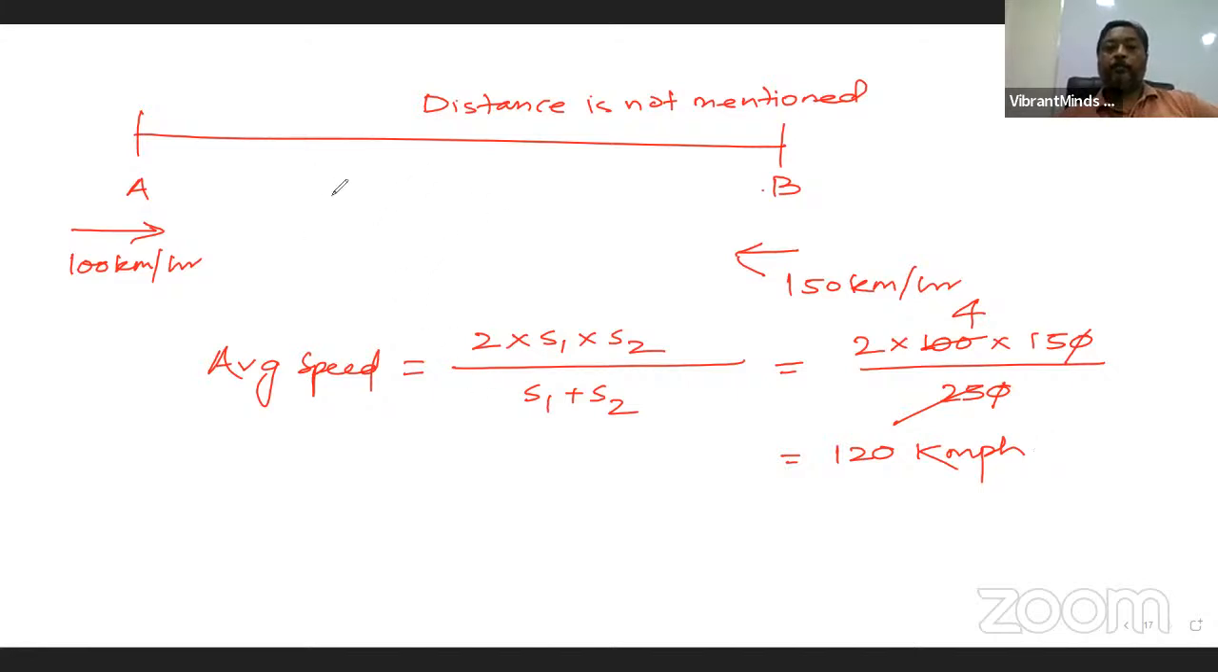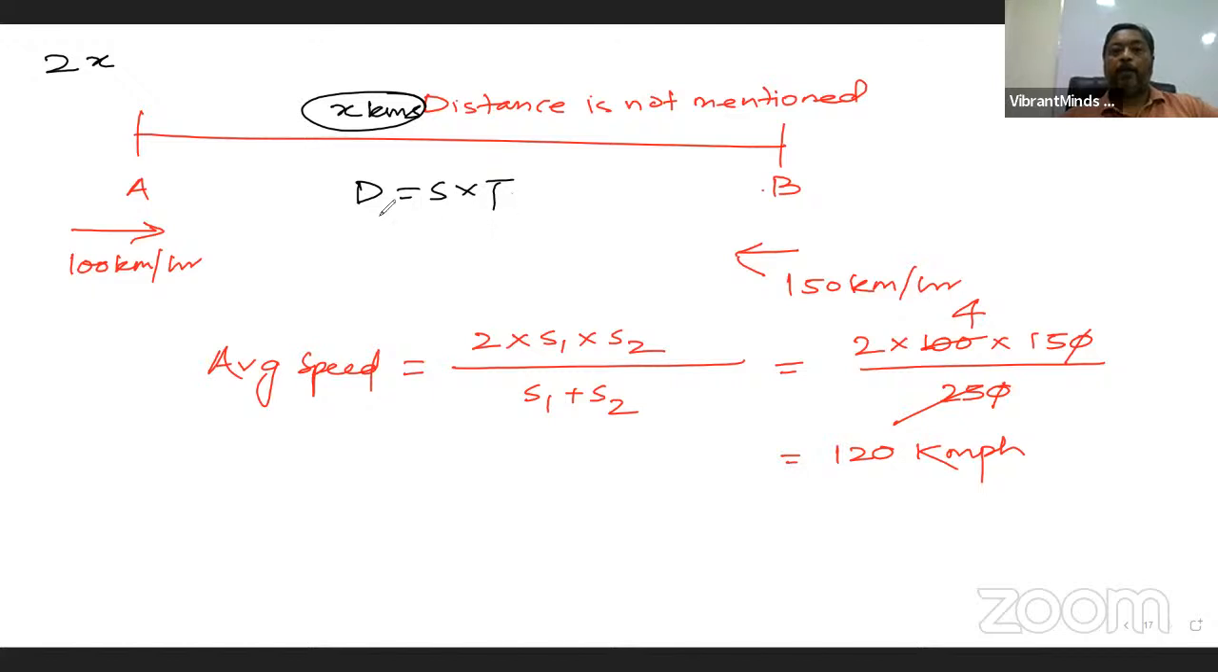Now see this concept. This can be solved through our earlier method also, but in this we will assume x kilometers is the distance. Now we have a simple formula: distance is equal to speed into time. We have got distance x kilometers. He went x kilometers and then he returned x kilometers. So total distance traveled is 2x.